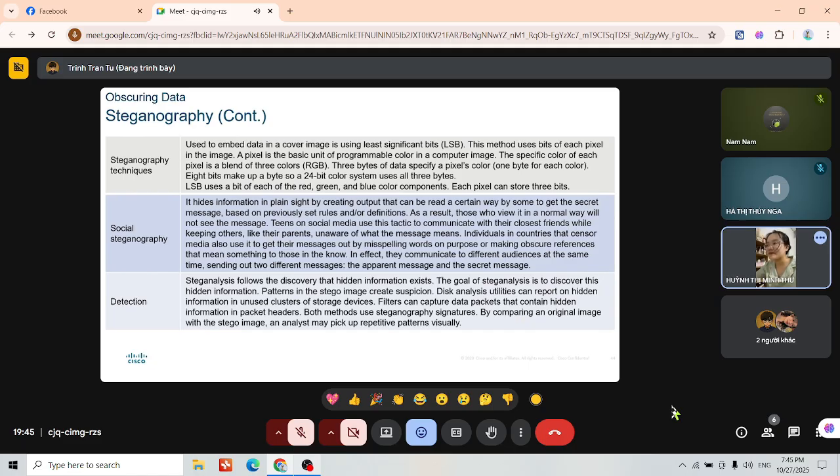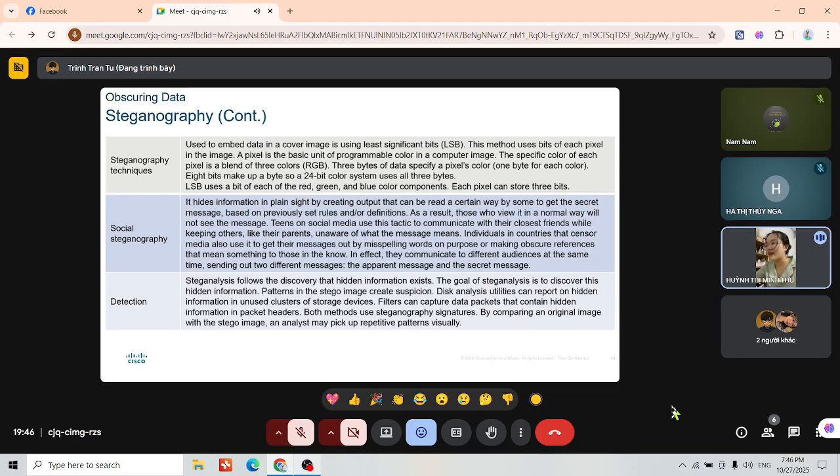The second, social steganography, hides information in plain sight by creating output that can be read a certain way by some to get a secret message, based on previously set rules and or identification. In effect, they communicate to different audiences at the same time, sending out two different messages, the apparent message and the secret message. And the last, detection.